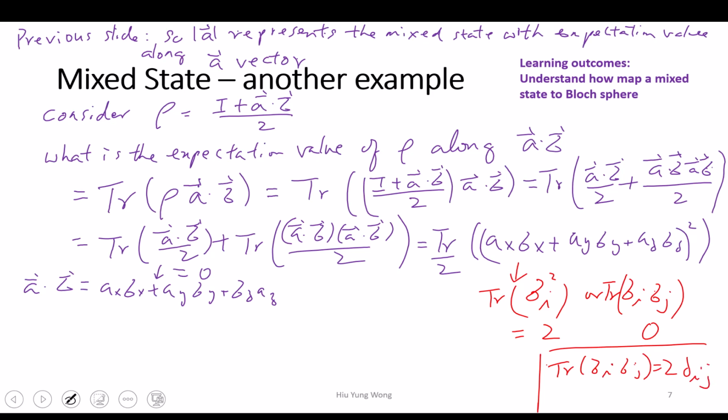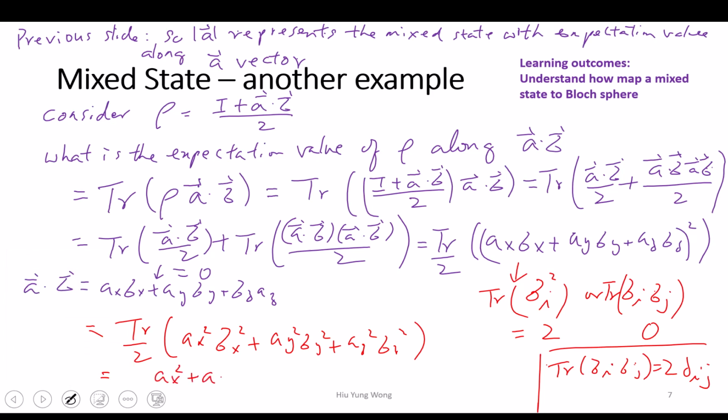So from here, I only have a few terms left. Those are the terms that have sigma x squared plus sigma y squared plus sigma z squared. So this is ax squared sigma x squared plus ay squared sigma y squared plus az squared sigma z squared. And then the trace gives 2, so we take the trace inside. So this is just equal to ax squared plus ay squared plus az squared. I did not get this completely correct. This is equal to A squared.